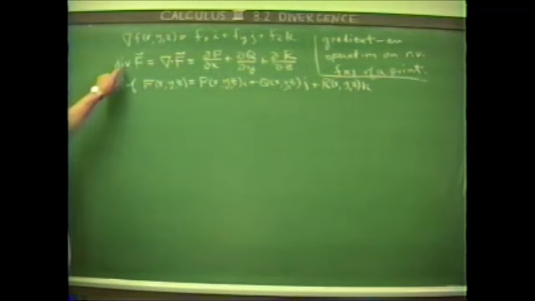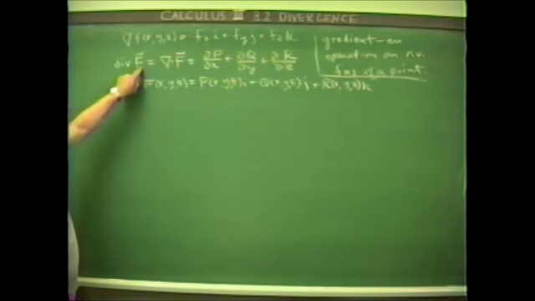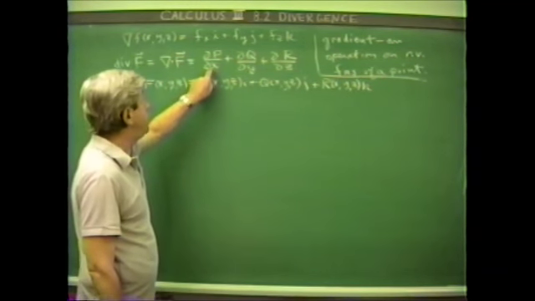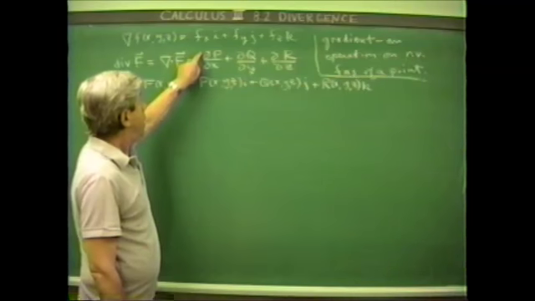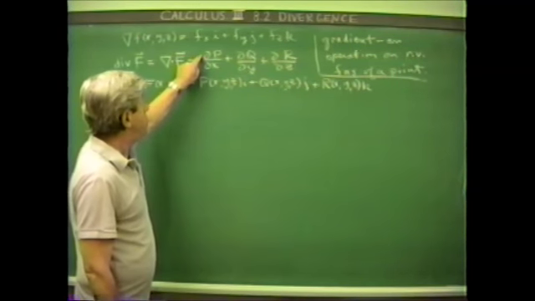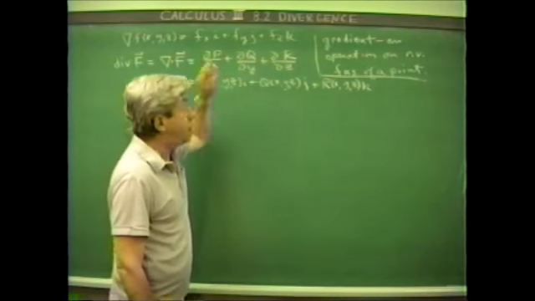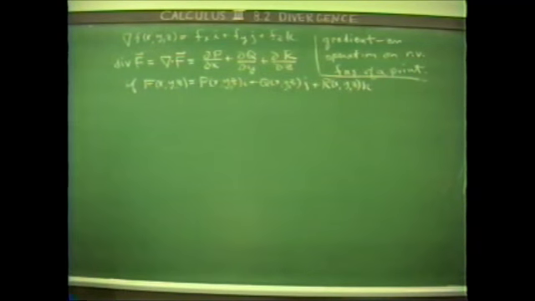So what the divergence operator does is it takes a vector valued function and associates with it a real valued function at each point. Namely, at each point, the real valued function is the partial of p with respect to x plus that of q with respect to y plus that of r with respect to z.